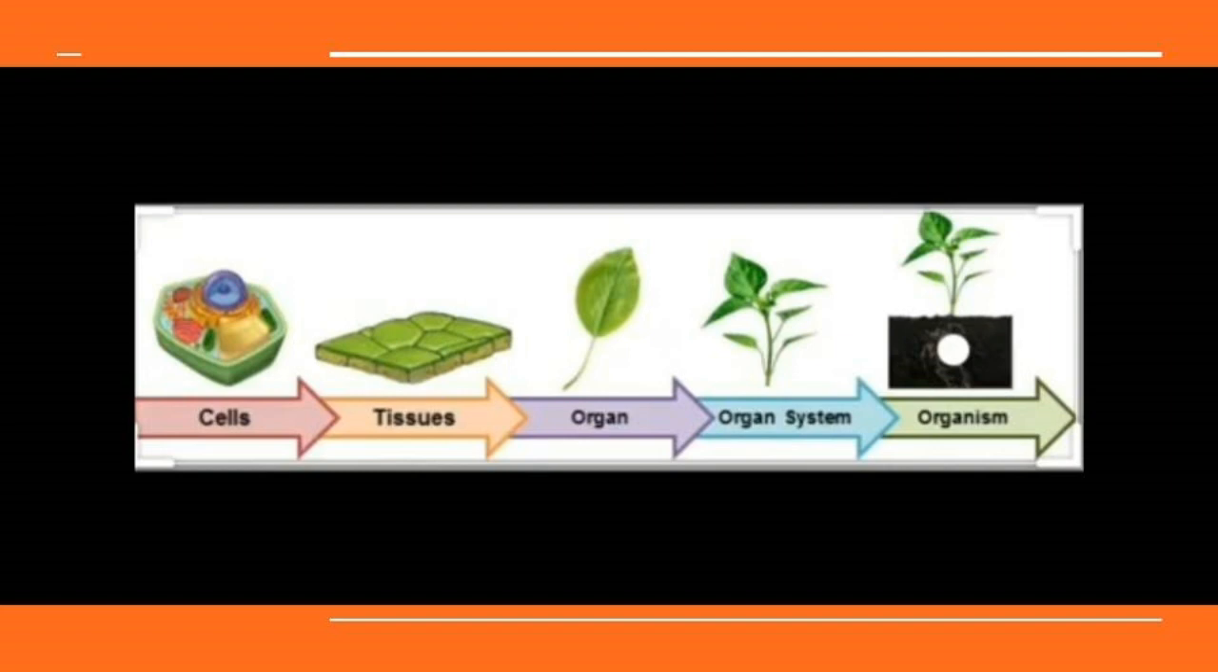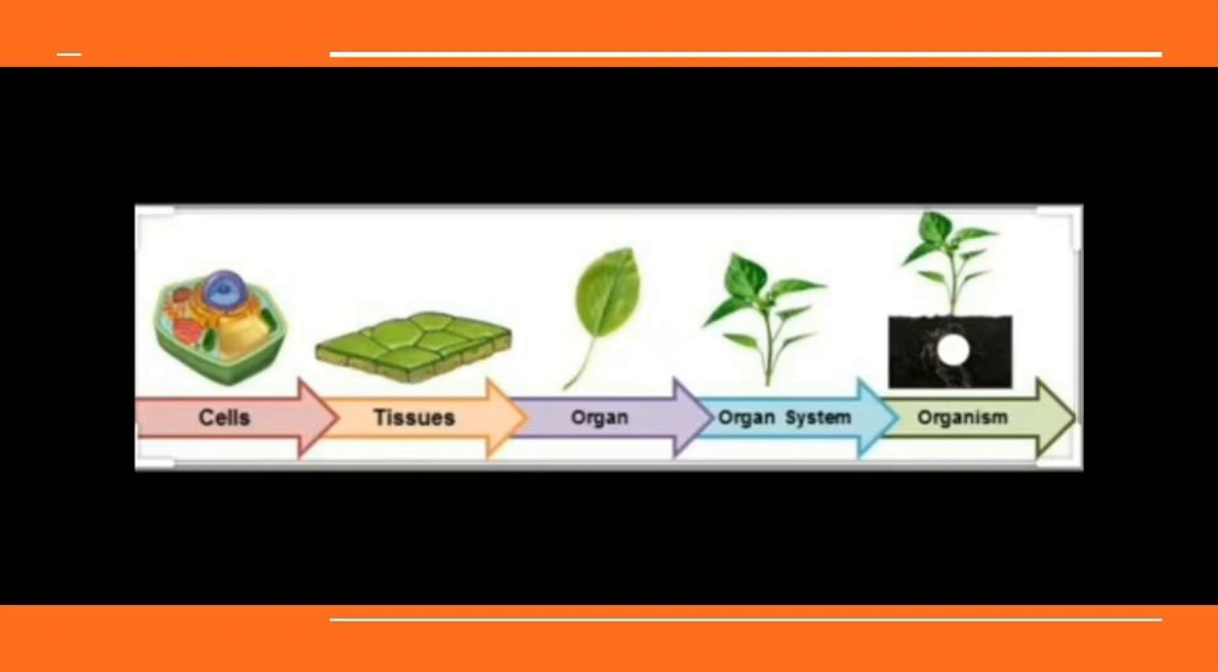Molecules combine to form the cell. Cells give rise to tissues, tissues give rise to organs, and organs give rise to organ systems. An organ system develops to form an organism. What is meant by cell? Cell is the fundamental structural and functional unit of all living things. Tissues give rise to the organ. It is a structure that adds together to perform a function.